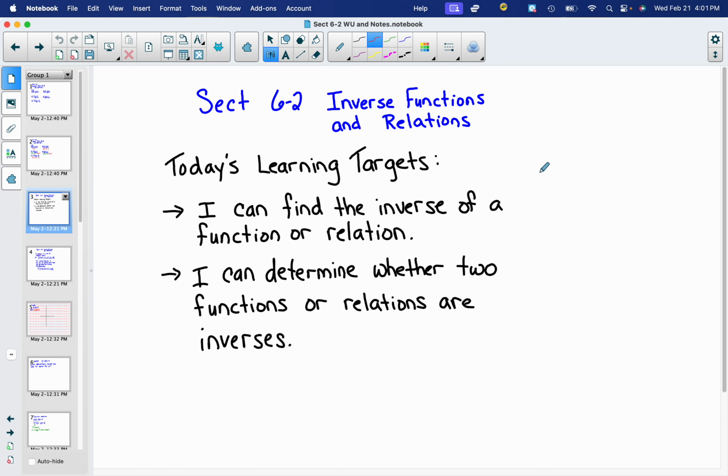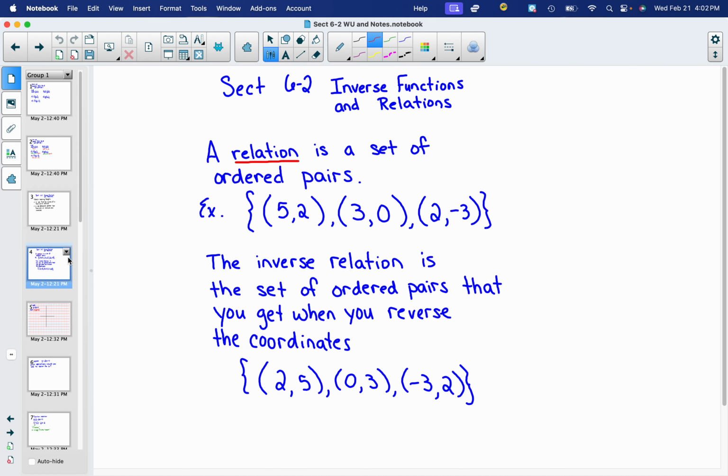So today we're going to talk about inverse functions and relations. And your learning targets, what you should come away with knowing, is I can find the inverse of a function or relation, and I can determine whether two functions or relations are inverses. So we're going to learn what that means and apply that.